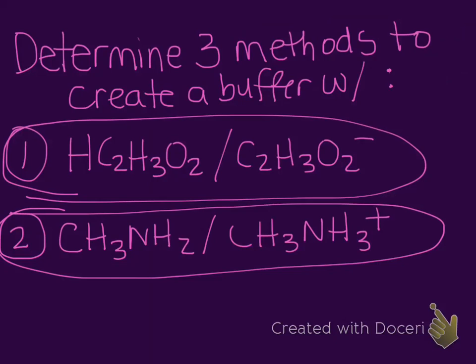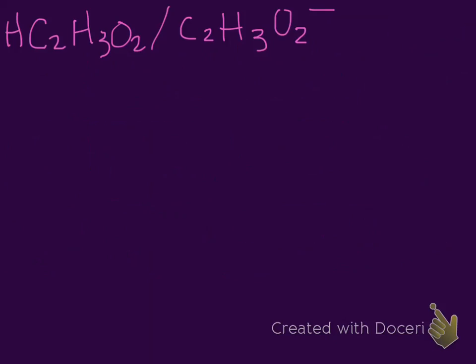So this obviously is a weak acid, this is its conjugate base. This is a weak base and its conjugate acid. All right. So hopefully you can pause this and get a chance to do it on your own. I'm going to go over the 3 ways that you would make a buffer with acetic acid and the acetate ion.